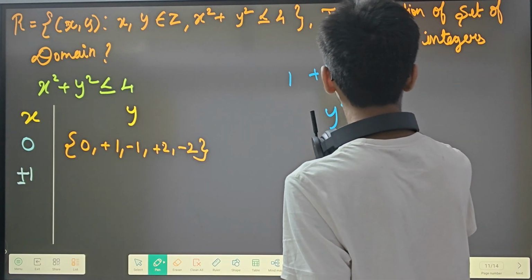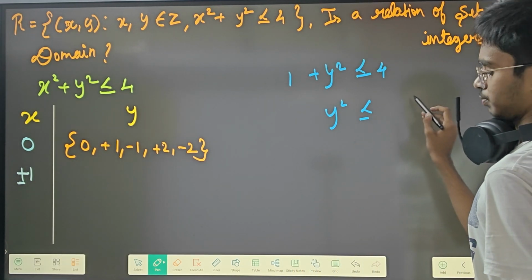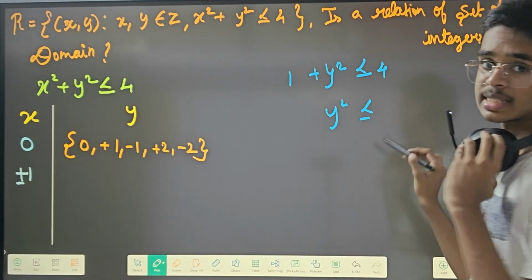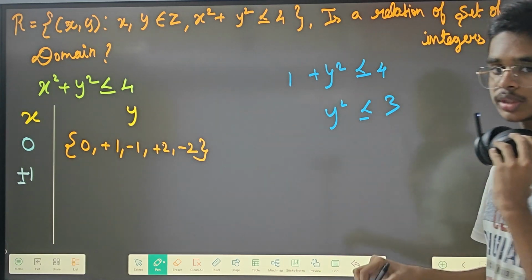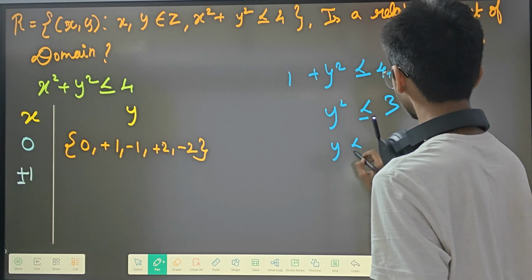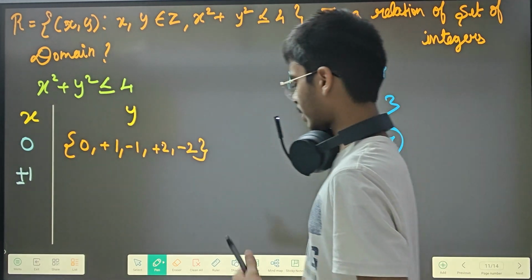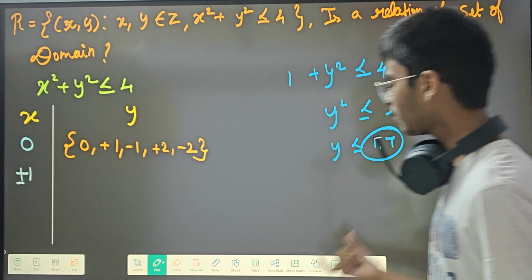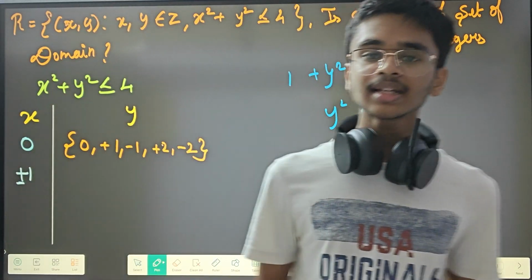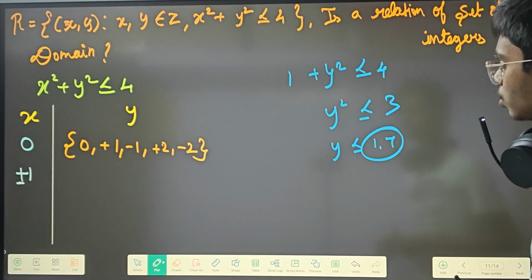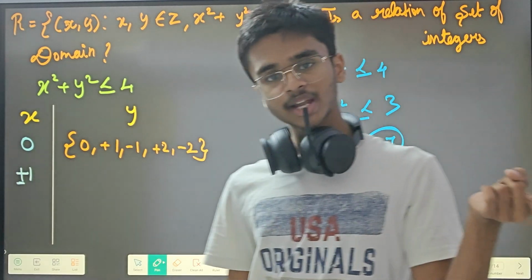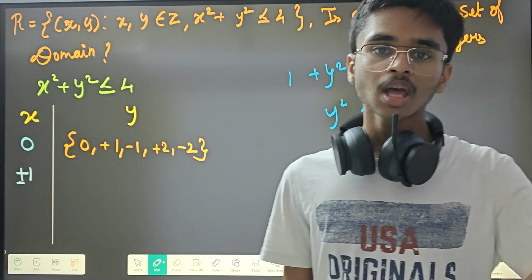So then y square will be less than or equal to 3. Then y is less than or equal to root 3, which is around 1.7. So that means you have to choose an integer which is less than 1.7, and also here plus or minus. So you have to choose an integer which is greater than minus 1.7, and an integer which is less than plus 1.7.